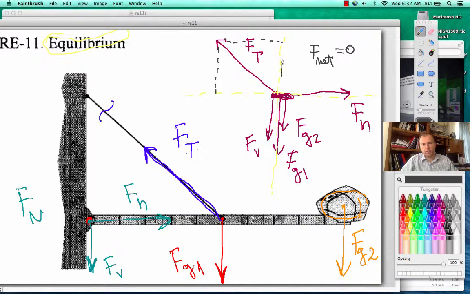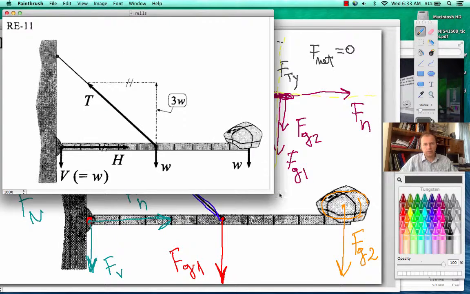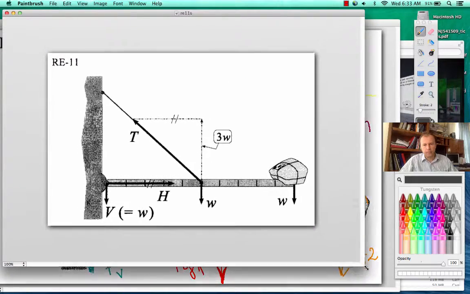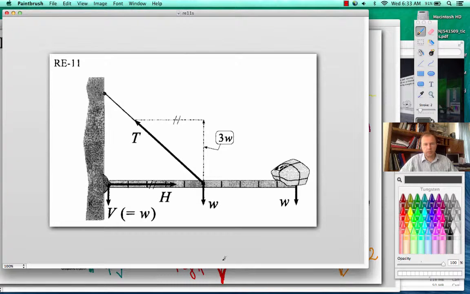And then we can write that the force of tension in the y direction has to be equal to the sum of the vertical force plus the force of gravity 1 plus the force of gravity 2. There is no net force in a vertical direction. And the force of tension in the x direction, horizontal, has to be equal to the horizontal force from the hinge. And from this point it's just math, right? So the free body diagram, what you have to understand is how these forces appear. And I think I have it here, yeah. That's the diagram.